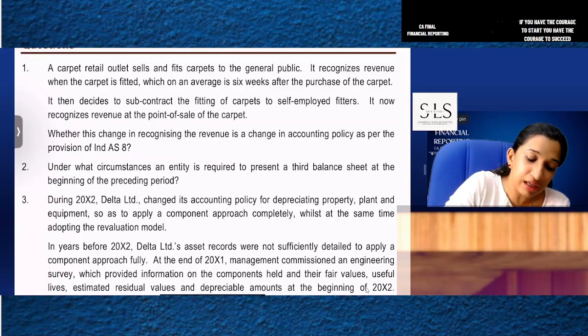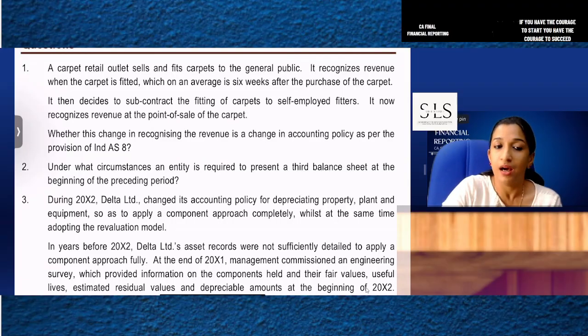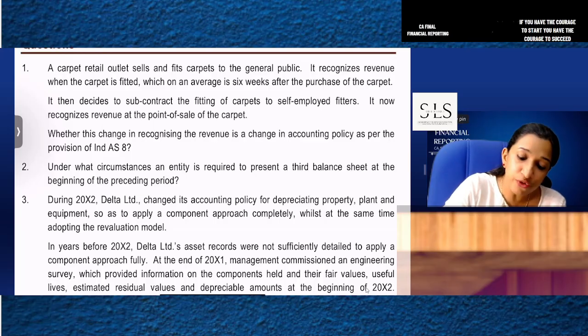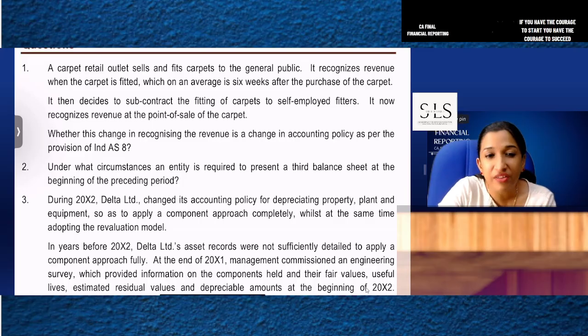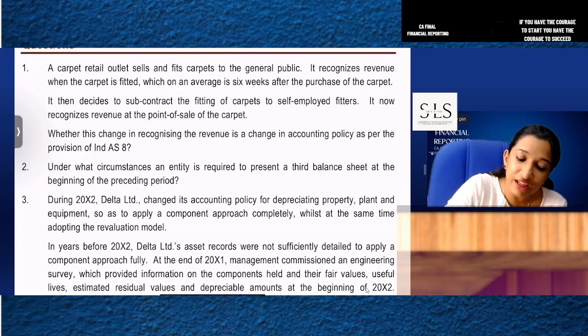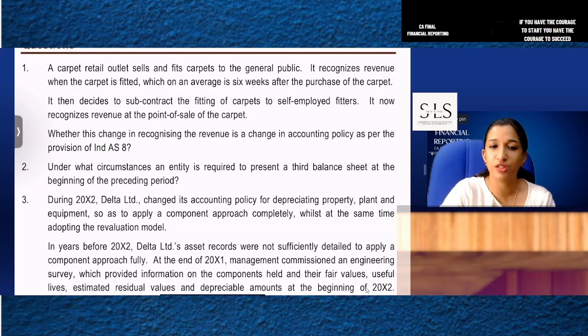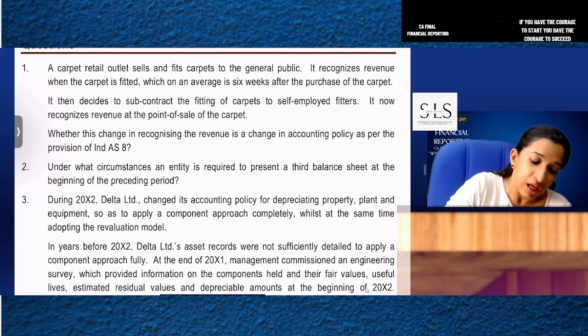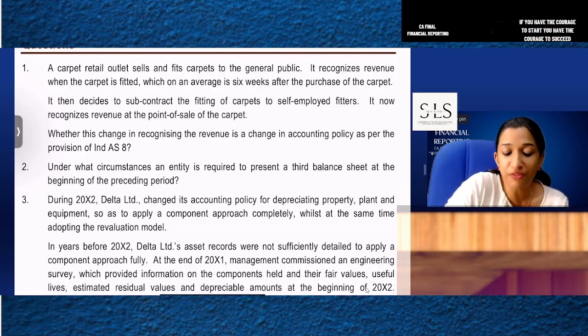A carpet retail outlet sells and fits carpets to the general public. It recognizes revenue when the carpet is fitted, which on an average is 6 weeks after the purchase of the carpet. So which means we sell carpets to the general public. We recognize revenue only when the carpet is fitted at the customer's premises, which on an average takes 6 weeks. It then decides to subcontract the fitting of carpets to self-employed fitters.